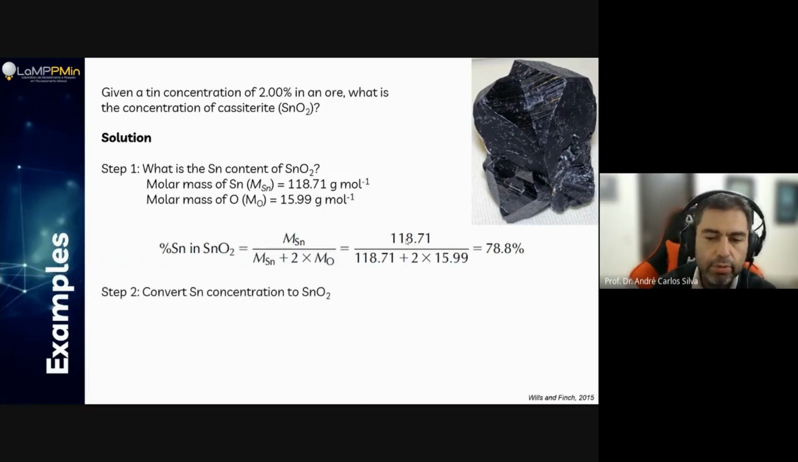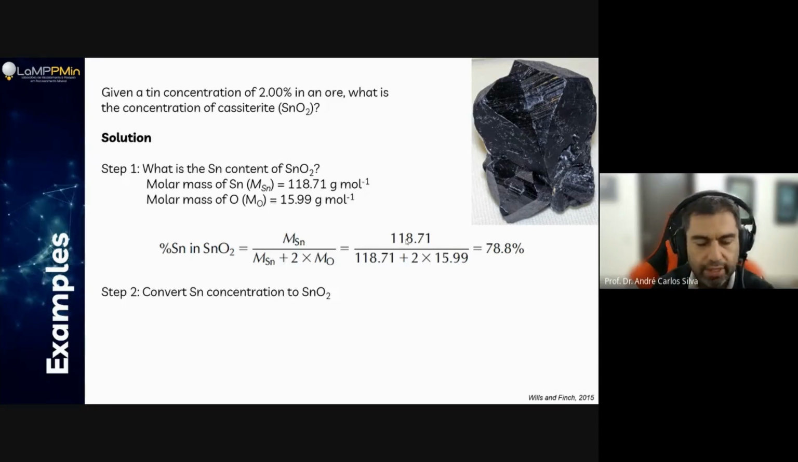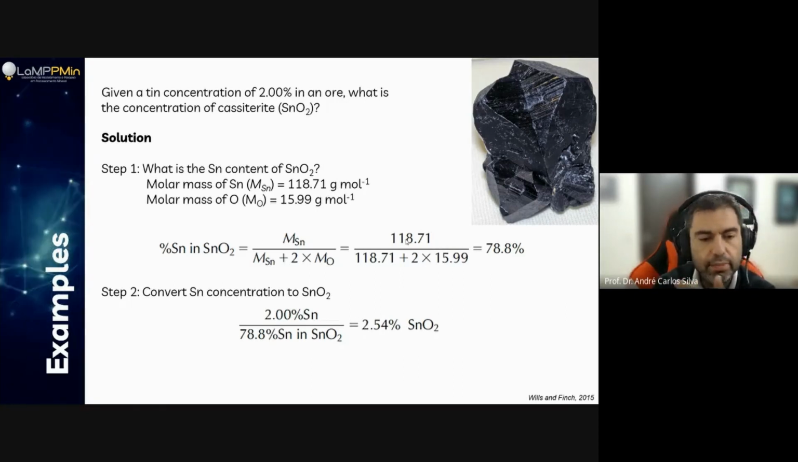So step 2 is to make a correlation between pure cassiterite and my cassiterite ore, or my tin ore. So if I have 2% of tin over a universe of 78.8%, which is possible to have in this mineral, how much mineral do I have? I have only 2.54% of mineral in my ore, on my tin dioxide.